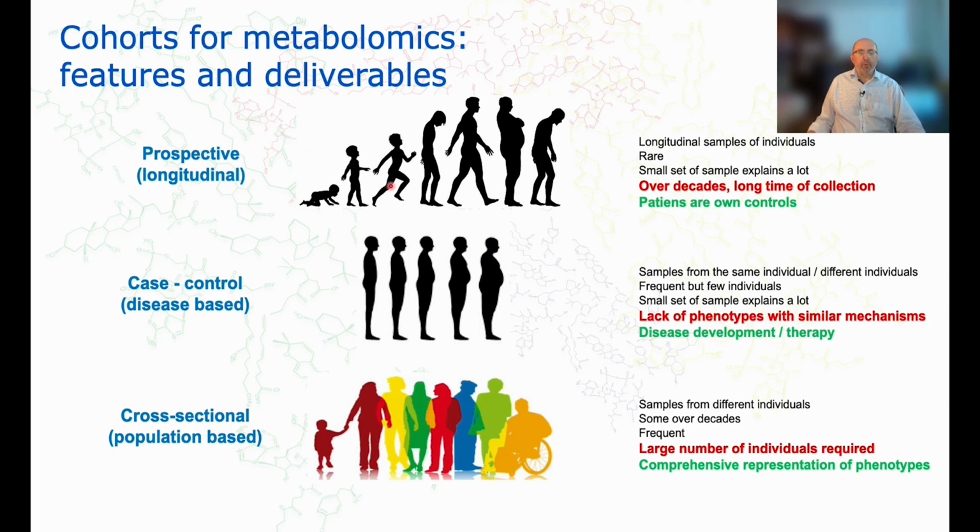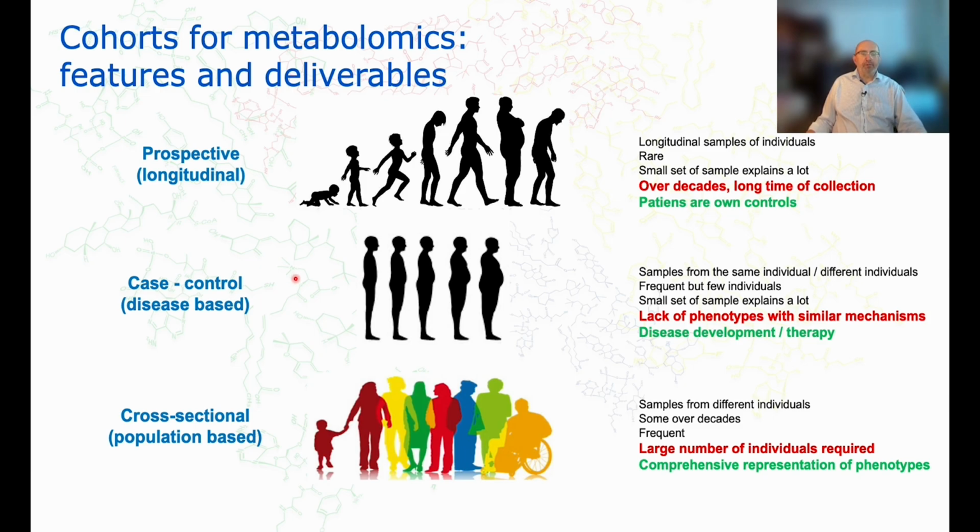A prospective cohort is one in which individuals are observed over a long period of time. In this cohort, it's quite reasonable to have a very long period of time, so decades. Some cohorts have this already. Most cohorts don't, maybe 2 to 3 years. The advantage of this cohort is that you can follow different phenotypes and the patients are their own controls. Of course, the size of this cohort is rather small.